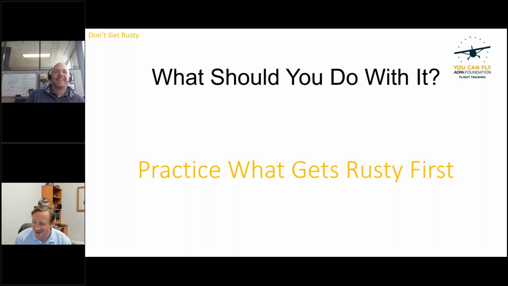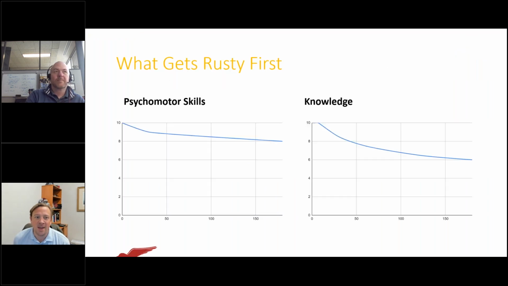Okay. And then our next thing is, what should you do with it? Practice what gets rusty first. This is some research that we did based on academic studies. This is not specifically related to aviation, but on a big picture, we have, and we intuitively know this, muscle memory, right? If you haven't ridden a bike in 2 years, you can get on a bike and pretty quickly pick it up, versus knowledge decay. So the psychomotor skills, the controlling of the airplane, where your hands go, throttles move, all that kind of stuff, decays, but it decays at a much lower rate than your knowledge.